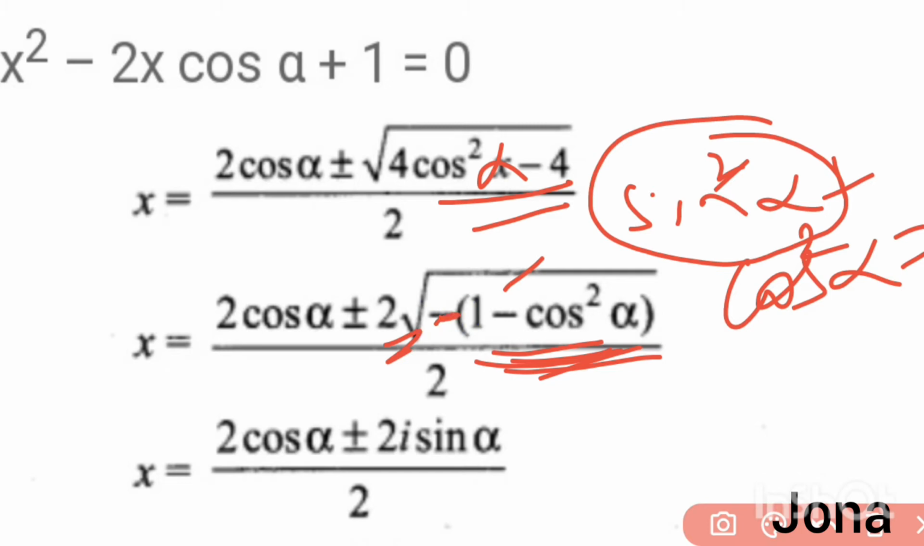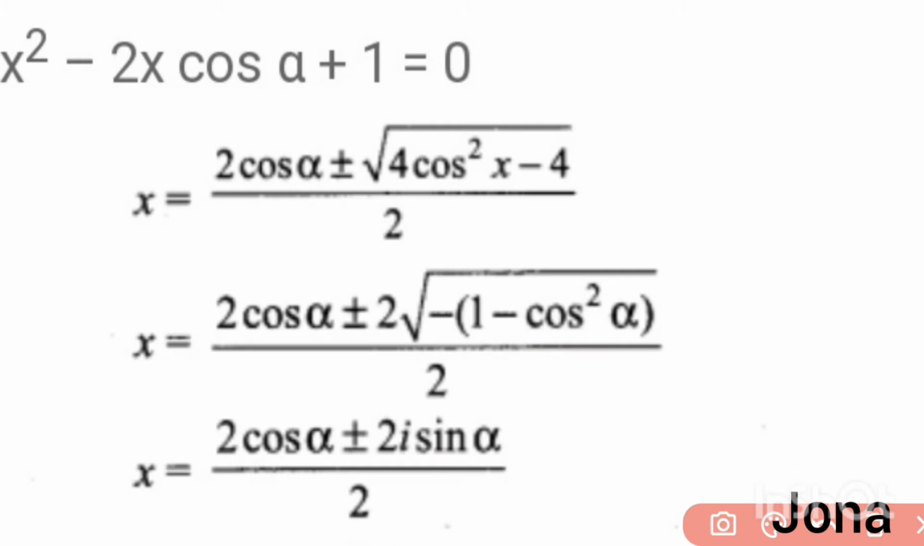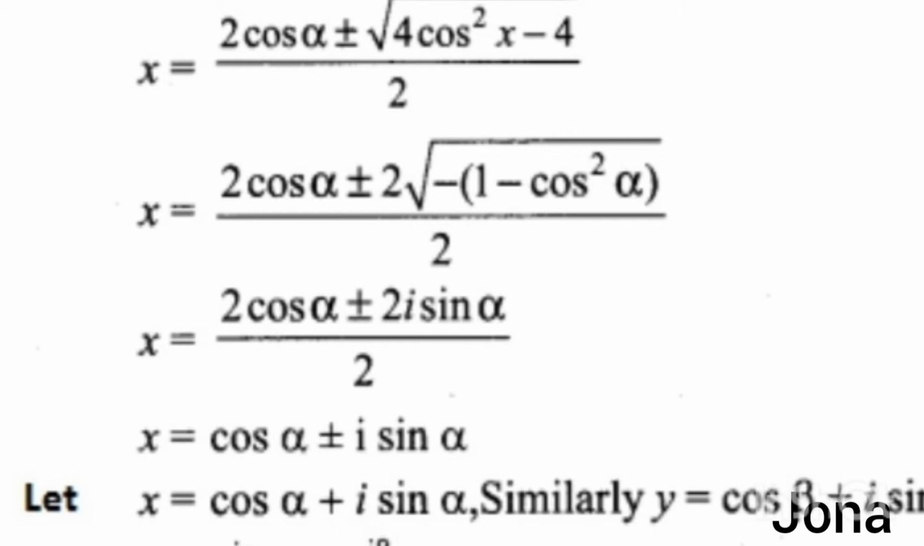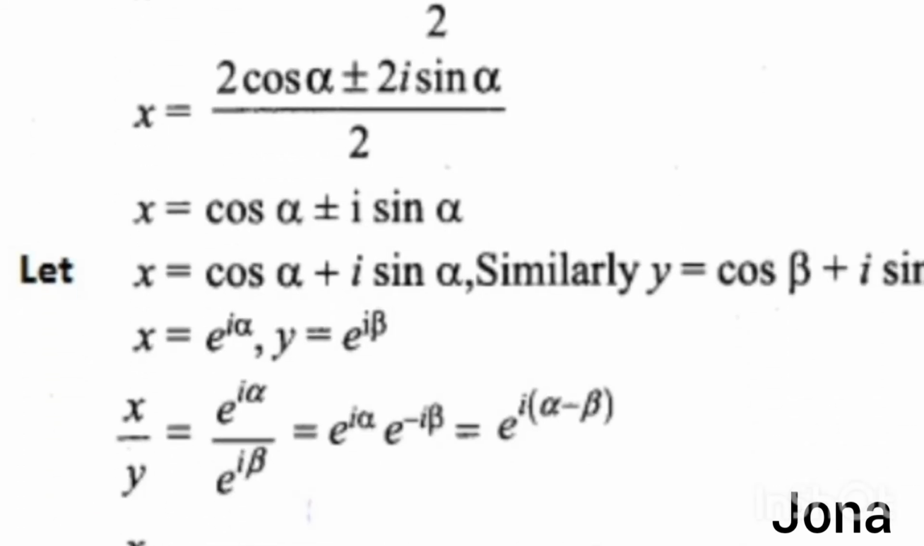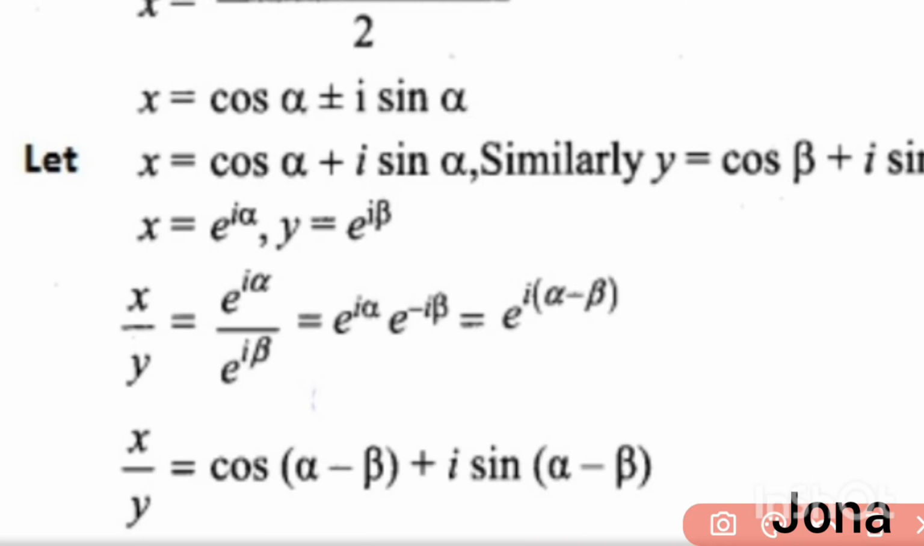Here the minus symbol: root of minus 1 is nothing but i, the imaginary unit, so we keep this i here. Now we get x equals 2 cos alpha plus or minus 2i sin alpha divided by 2. We can cancel the 2, so x equals cos alpha plus or minus i sin alpha. This is x, and similarly y is cos beta plus i sin beta. x can be written in exponential format as e power i alpha, and y as e power i beta.